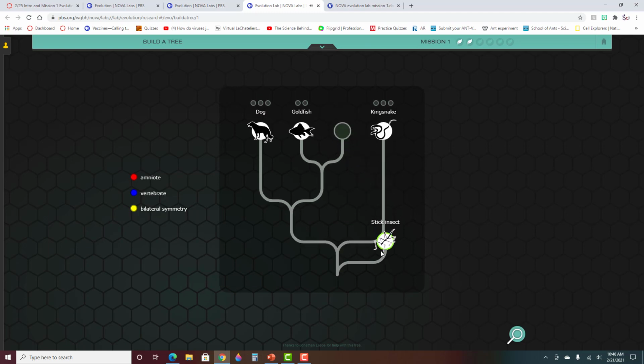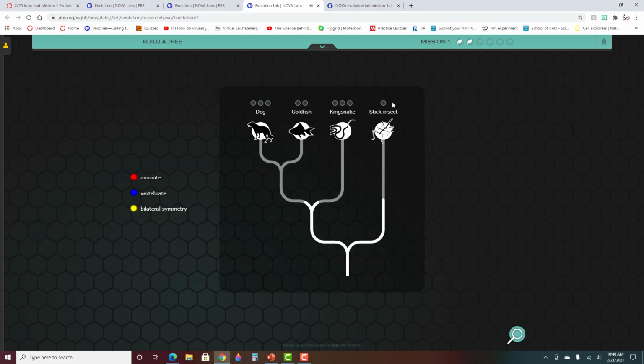I want it on the edge. It's going to be fairly simple, so it would have evolved earlier. So I want to drag it towards the bottom of the tree. That's going to make it hang out by himself.